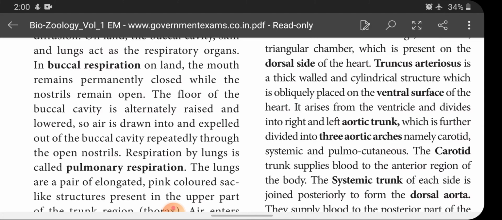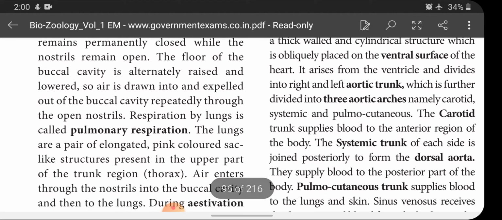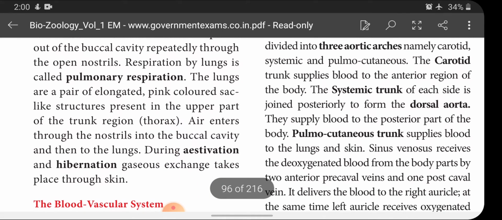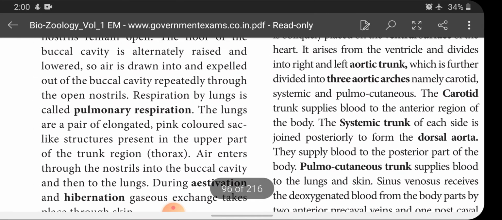Respiration by lung is called pulmonary respiration. The lungs are a pair of elongated pink colored sac-like structures present in the upper part of the trunk region. Air enters through the nostril into the buccal cavity and then to the lungs. During aestivation and hibernation, gaseous exchange takes place through the skin.